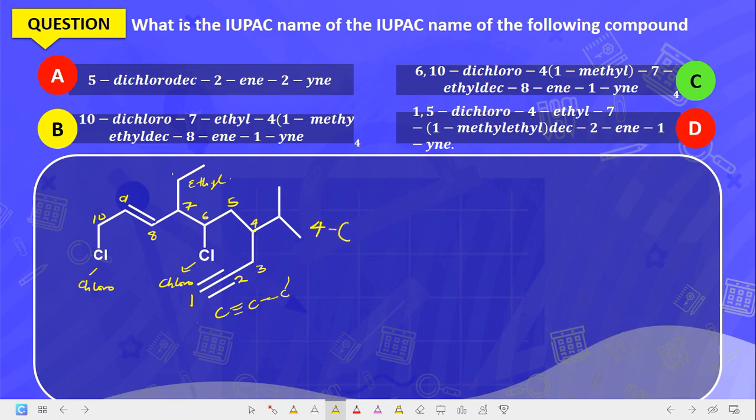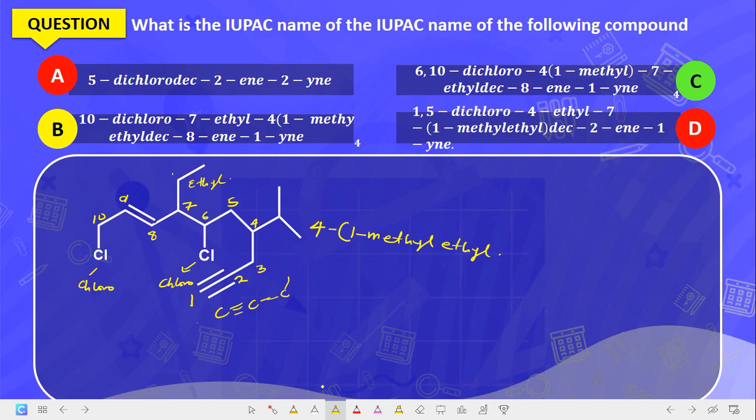Now if you look at this, it is not just a straight chain. This is 1, okay, this is 1 and 2, then there's a substituent here. It means that this substituent has another substituent in it. Are you getting it now? So this is 1, 2, then there's a substituent. That substituent is what? Methyl. So you call it 4, what? 1 methyl. Are you getting it now? Methyl ethyl, because there are two substituents.